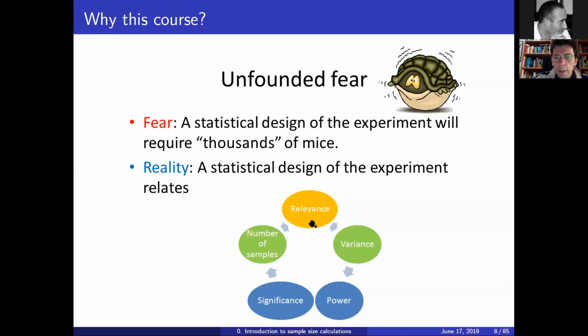So these 5 variables are the relevance. This is the one that you are really interested in. So whether my vaccine is useful or not, whether my treatment is useful or not.